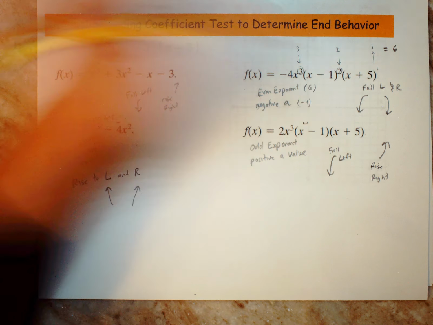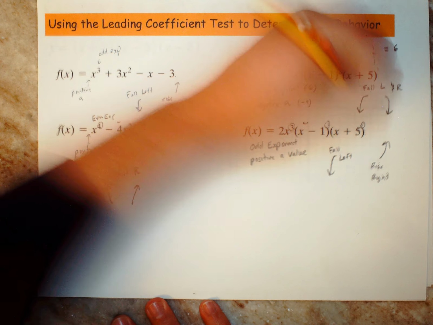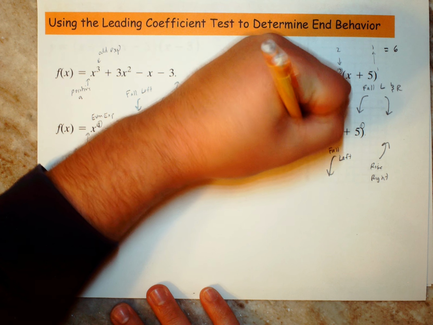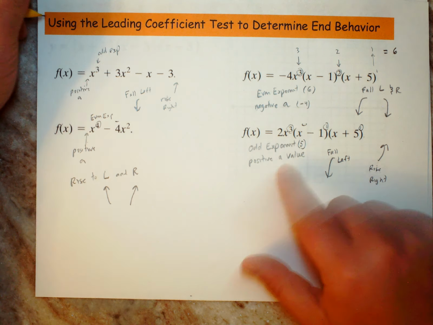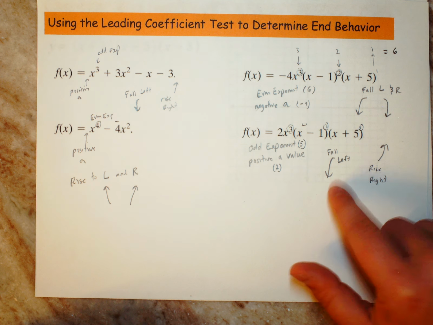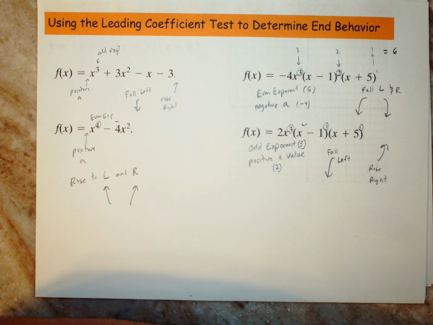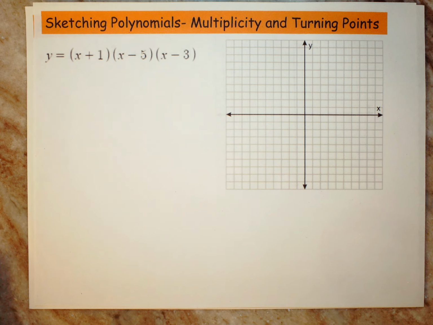Down here, we have 3, 1, and 1. So that makes it a degree 5 polynomial. We have a positive a value, which is 2. So that means it's going to fall left and rise right. Again, you figure out what the degree is, you look at the a value to see if it is negative or positive, and then you can determine the end behavior. So that's using the leading coefficient test.